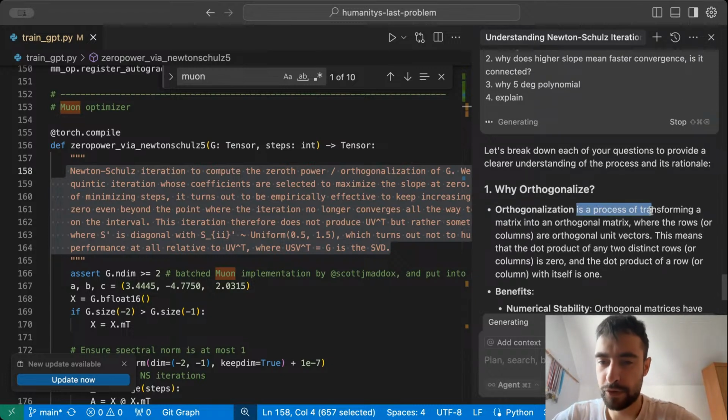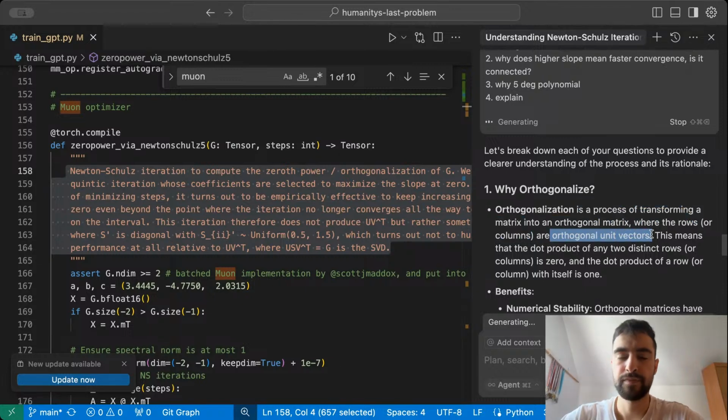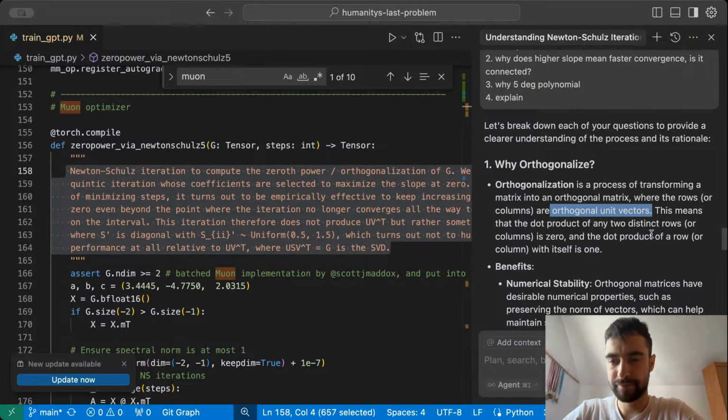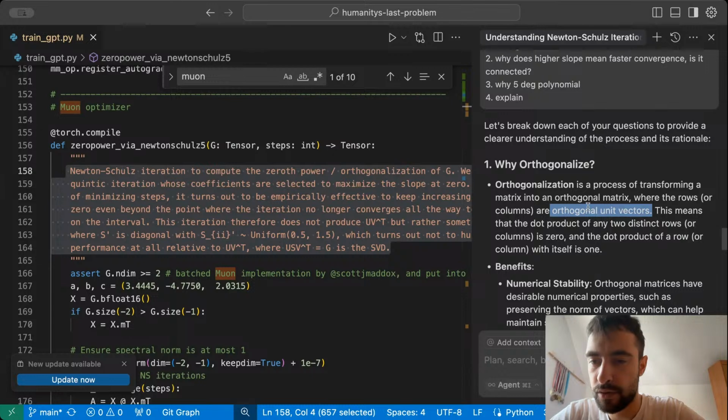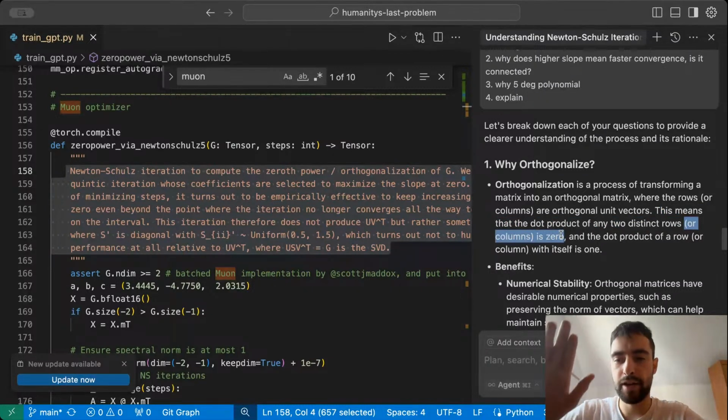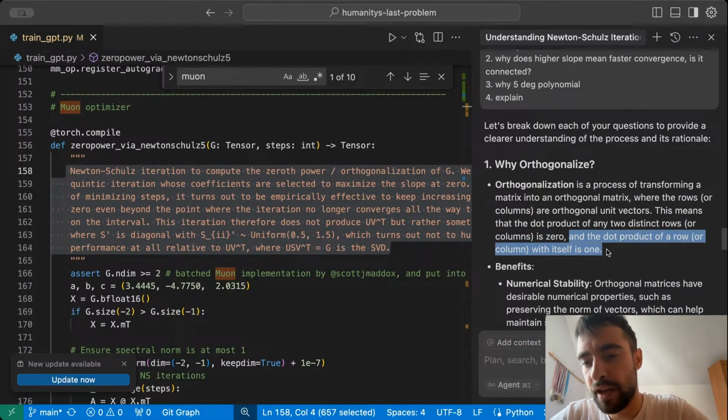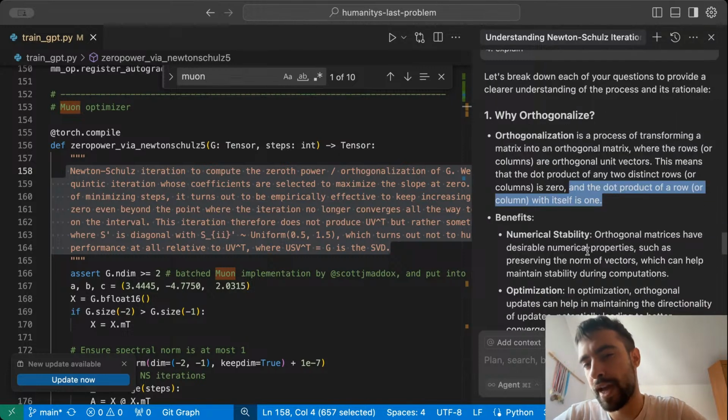Orthogonalization is a process of transforming a matrix into an orthogonal matrix where the rows or columns are orthogonal unit vectors. So each row is orthogonal to the other rows, I guess. Pretty sure that's how it works. This means that the dot product of any two distinct rows or columns is 0. Okay, so they are orthogonal to each other. And the dot product of a row or column with itself is 1. Okay. Why?